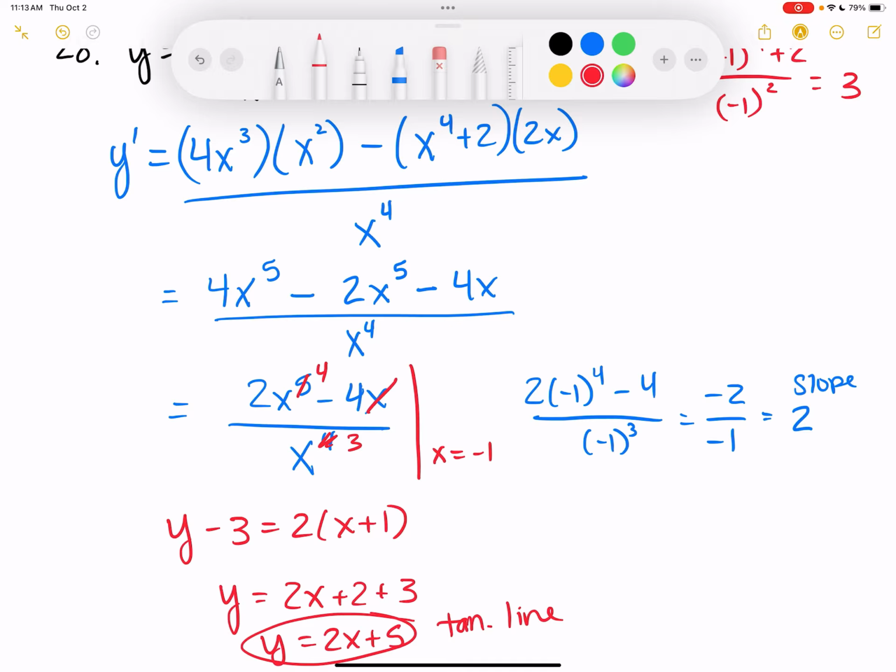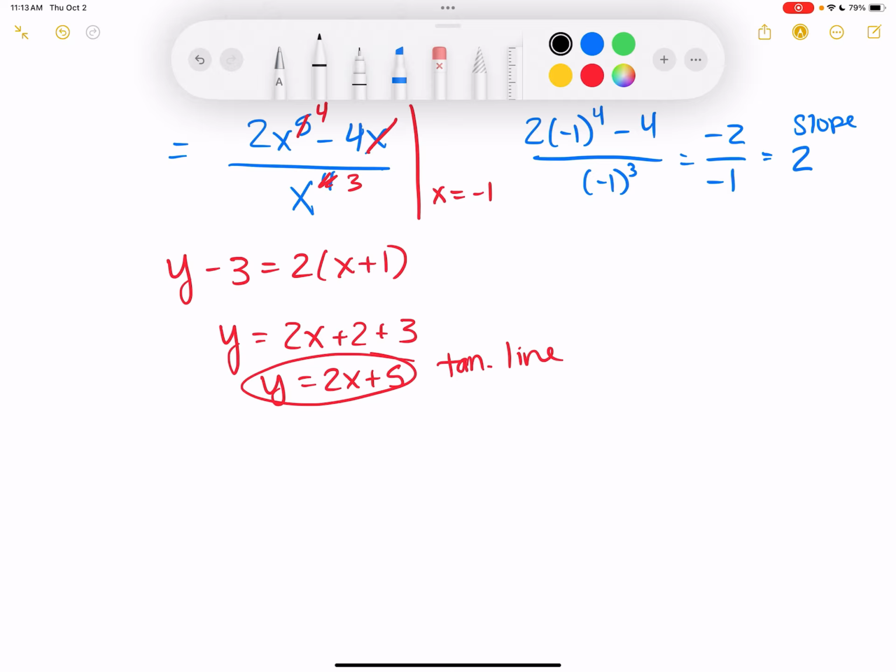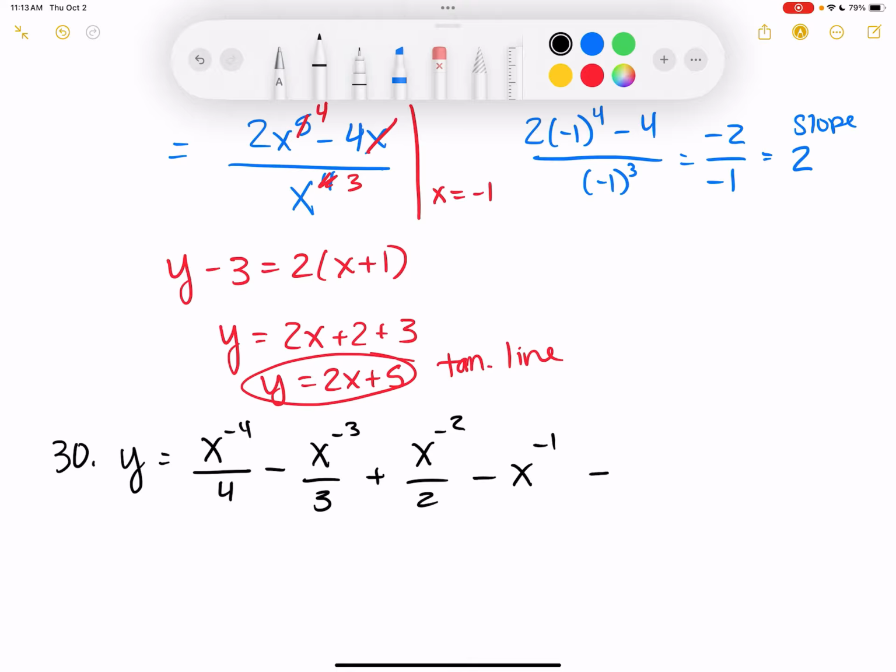There's going to be some more of that later as like other problems, but for right now the next ones are find dy dx. So basically just what we were doing before. So 30 y equals x to the -4 over 4 minus x to the -3 over 3 plus x to the -2 over 2 minus x to the -1 plus 3.